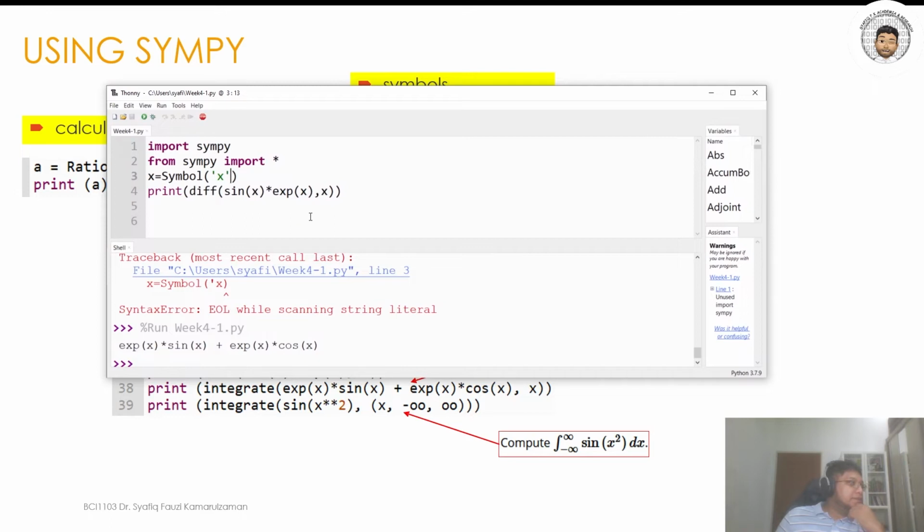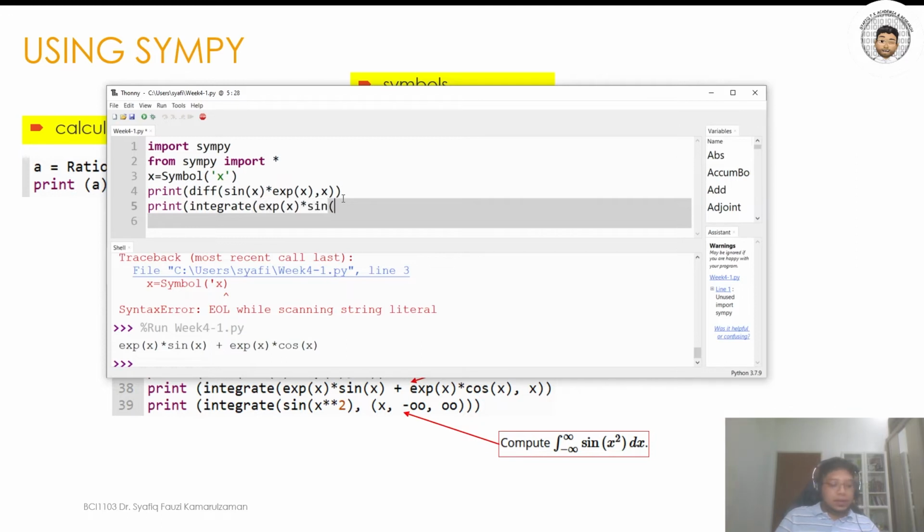So let's try the second one. Print integrate exponential x times sine x plus exponential x times cos x. Okay, so let's take a look at the next one.